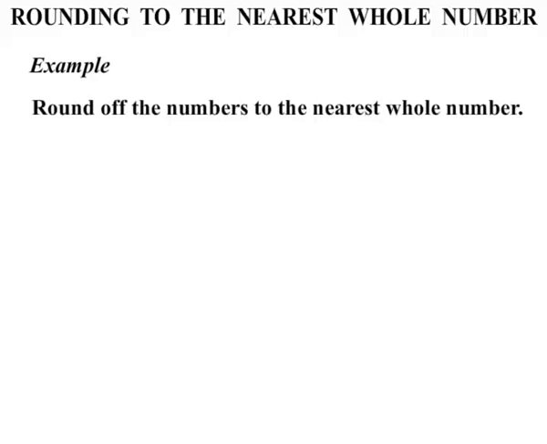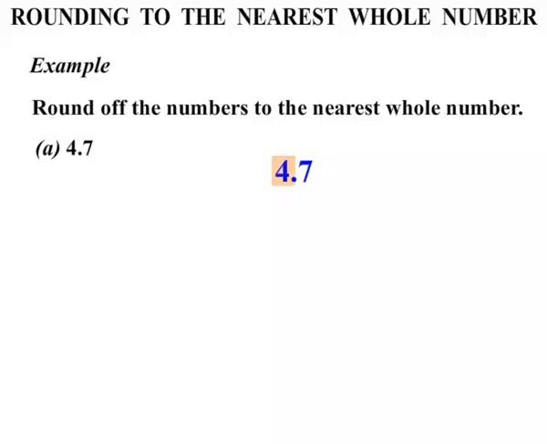Now in this lesson we do some work on rounding to the nearest whole number. Example. Round off the numbers to the nearest whole number. In part A we have 4.7. So we're going to write this down. I'll show you by way of diagram. We'll draw a little number line.